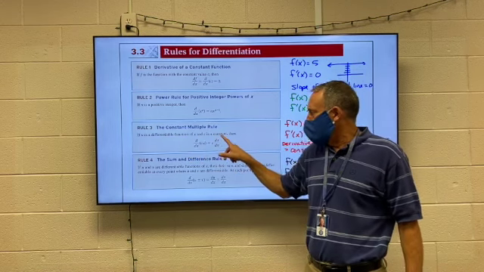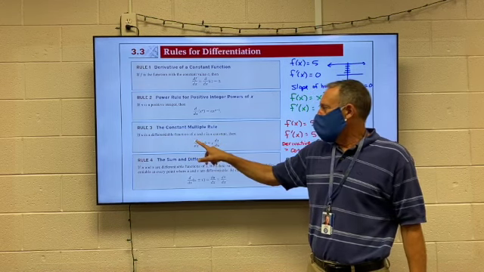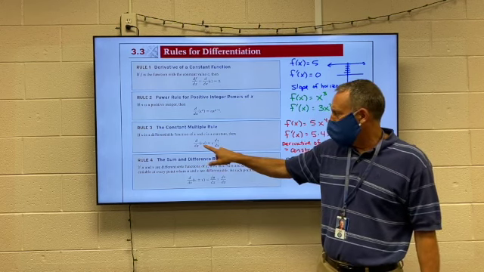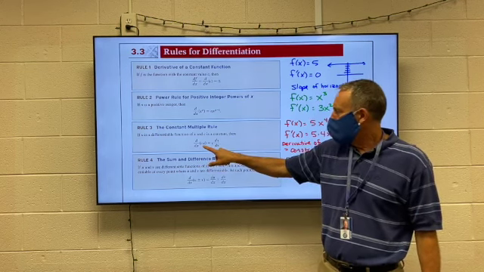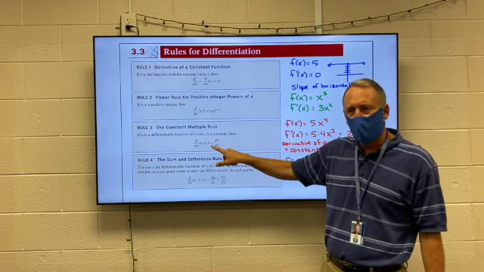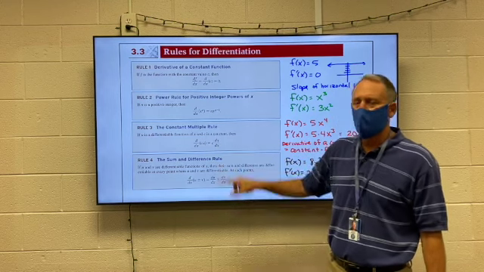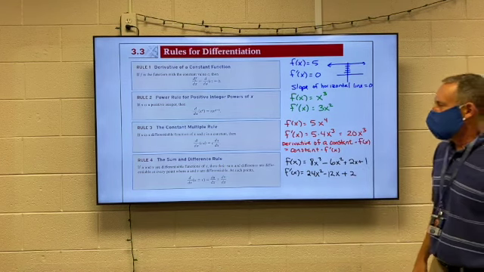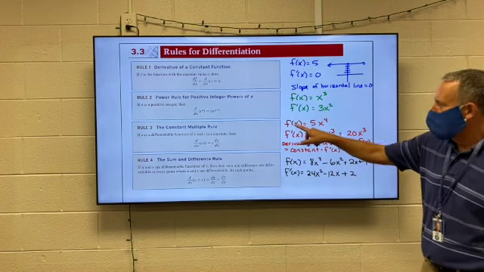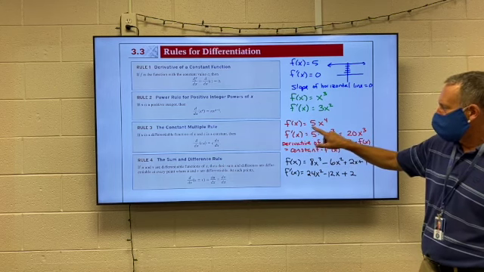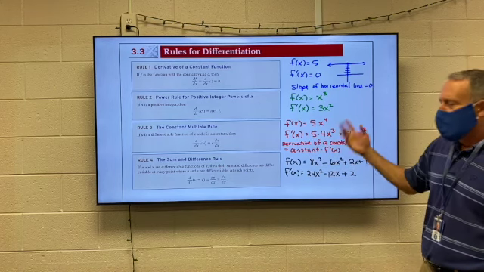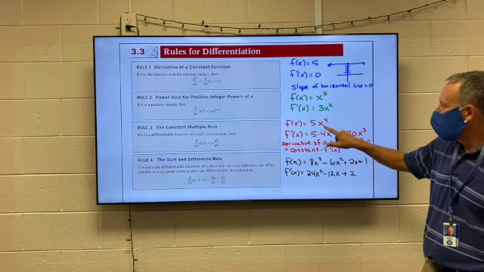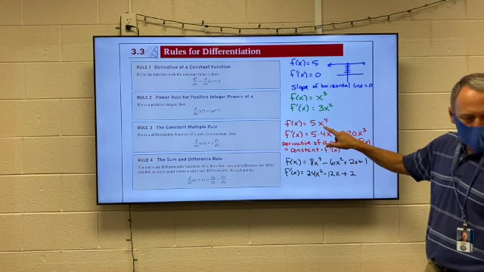And c is a constant, then the derivative with respect to x of the constant times the function u is going to equal the constant times the derivative of u with respect to x. Now, what the heck does that mean? Well, here's one example. f of x is 5x to the 4th. That's a constant, 5, right? Times a function, x to the 4th.